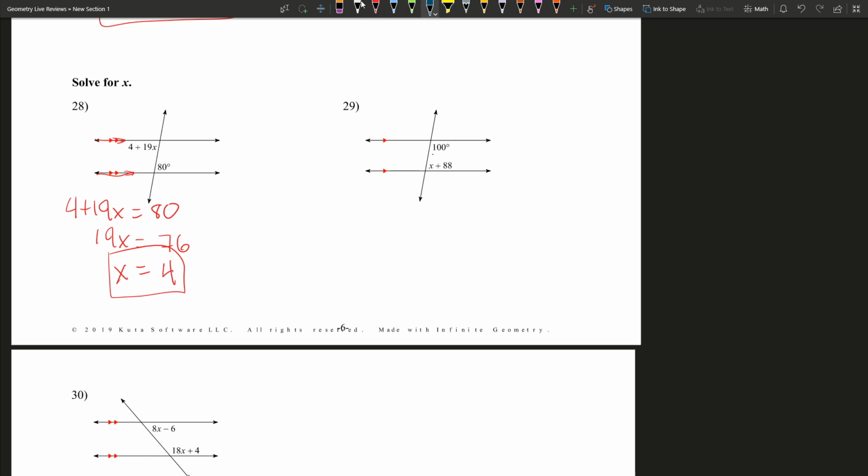Number 29, these are consecutive interior angles, so they add up to 180. Combine like terms, so x plus 188 is equal to 180. Subtract 188 from both sides, so x is equal to negative 8.